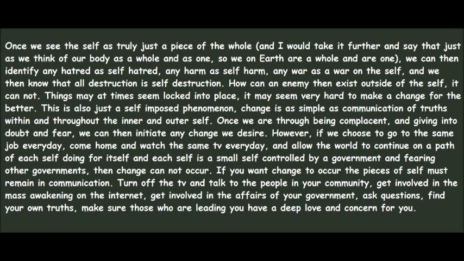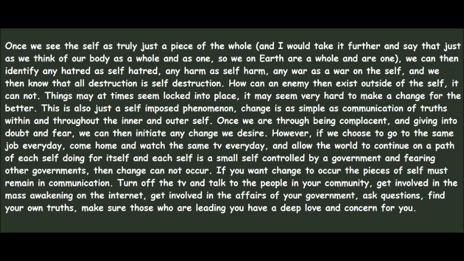Once we see the self as truly just a piece of the whole, and I would take it further and say that just as we think of our body as a whole and as one, so we on earth are a whole and are one. We can then identify any hatred as self-hatred, any harm as self-harm, any war as a war on the self. And we then know that all destruction is self-destruction. How can an enemy then exist outside of the self?